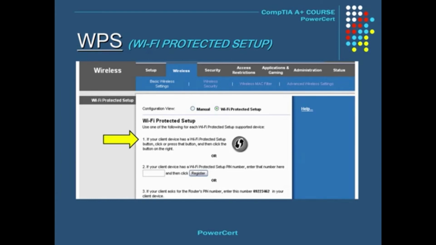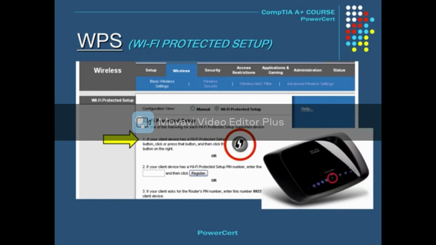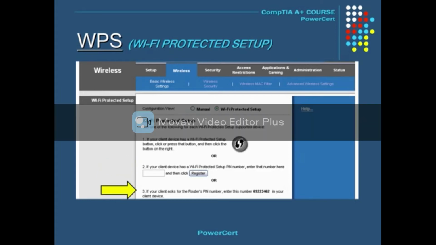You would just press that button, then within 2 minutes you would press the WPS button here on this page, or you can just press the physical WPS button on the router itself and then you'll be connected. You can also use method 2 if your client has a WPS PIN number. You would just enter that number in here and press register. Or you can use method 3 if your client asks for the router's PIN number, and you would just enter this number into your device and then you'll be connected.